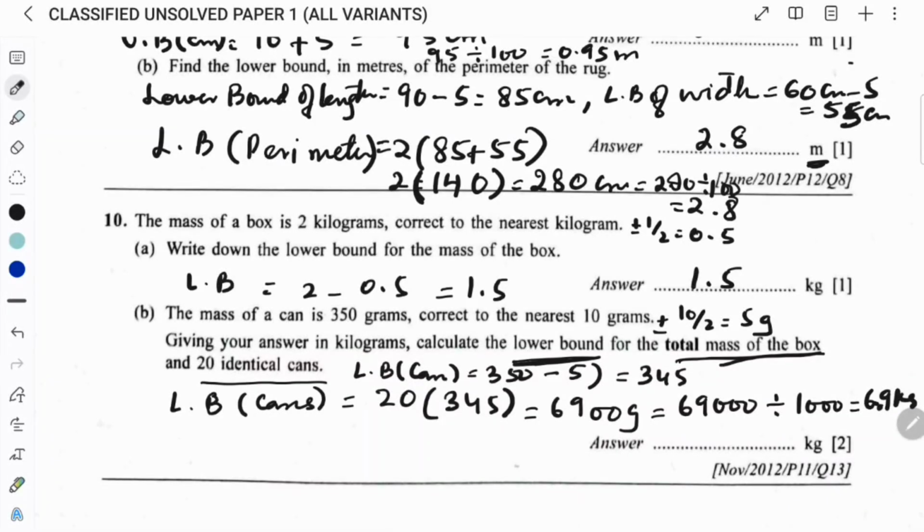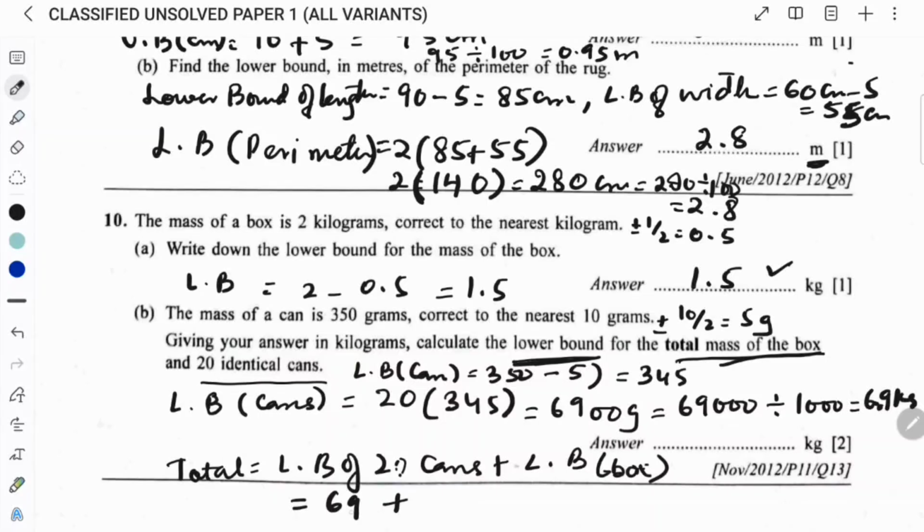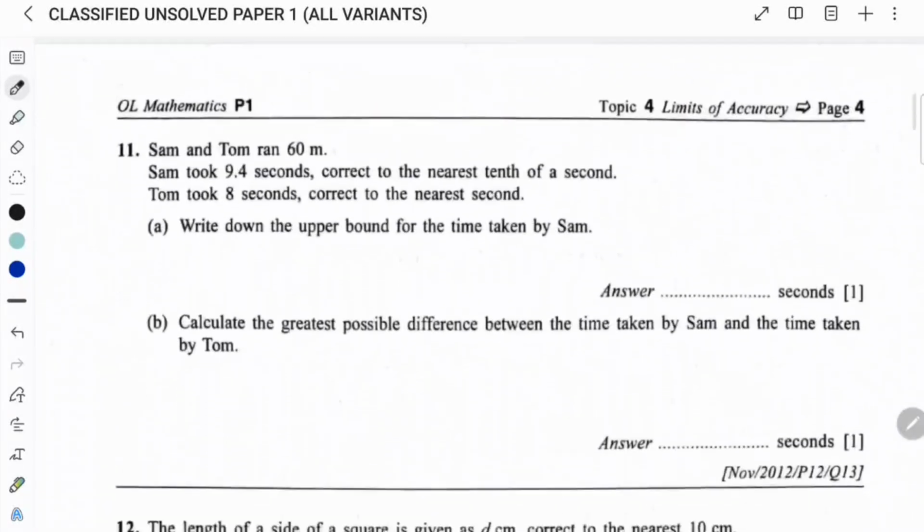And we have to find out the total of the 20 cans and the lower bound of the box also. The lower bound of the box we have already found, which is 1.5. So the total of the lower bound of 20 cans plus the lower bound of the box is 6.9 kg plus 1.5 kg, which is 8.4 kg. That is the answer for this question. I hope you understood. The next question, 11.